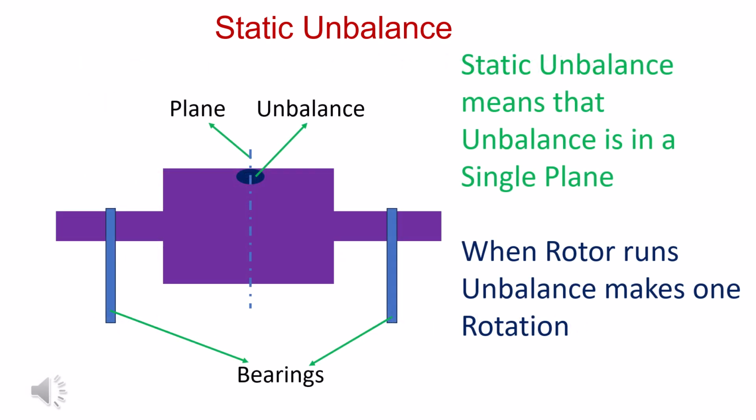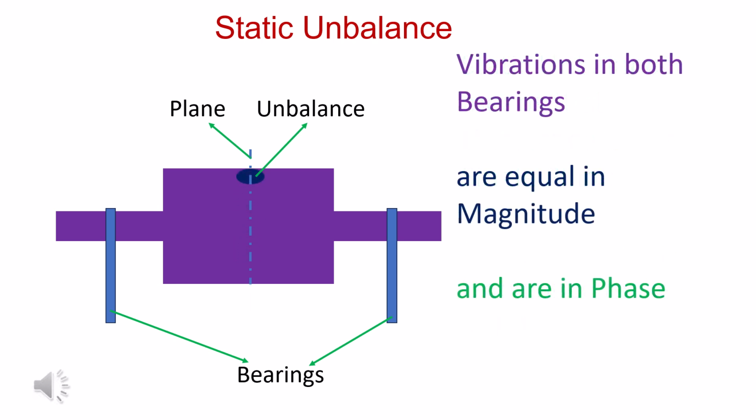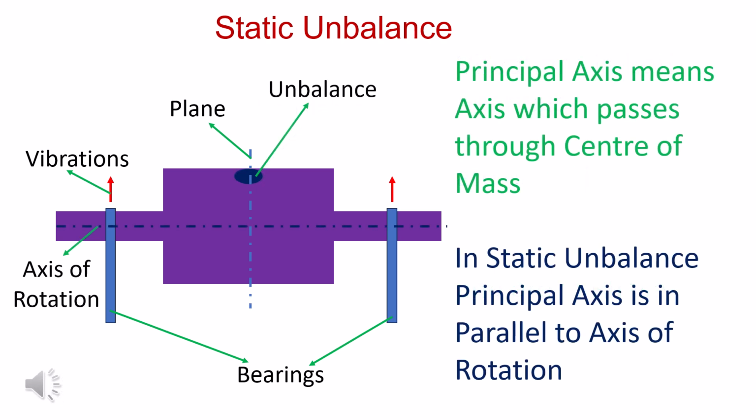Static unbalance means that unbalance is in a single plane. When rotor runs, unbalance makes one rotation. Vibrations in both bearings are equal in magnitude and are in phase. Principal axis means axis which passes through center of mass. In static unbalance, principal axis is parallel to axis of rotation.